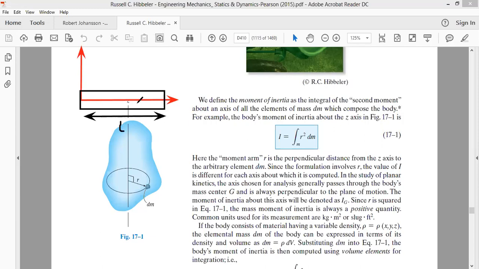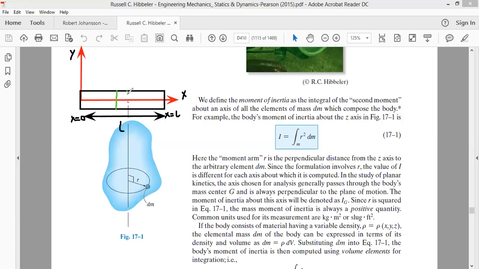Now this rod's total length is L, and its two endpoints lie at x is equal to 0 and x is equal to L. One end of the rod is at x is equal to 0, and the other end is at x is equal to L. This is our x-axis and this is our y-axis. If we are asked to calculate the moment of inertia of this rod about the y-axis, what we will do is take a small element.